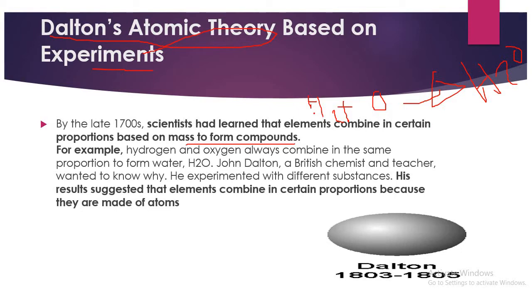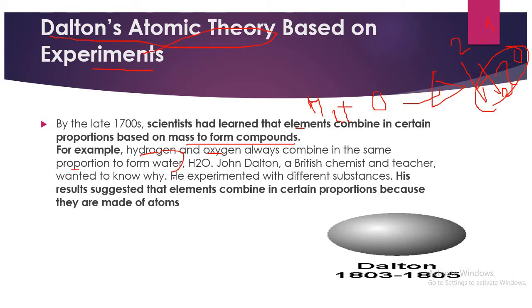So hydrogen is an element and oxygen is an element, combined together to form water, a compound, in a certain ratio. Here we have 2 hydrogen and 1 oxygen, so the ratio is 2 to 1. Hydrogen and oxygen always combine in the same proportion to form water.